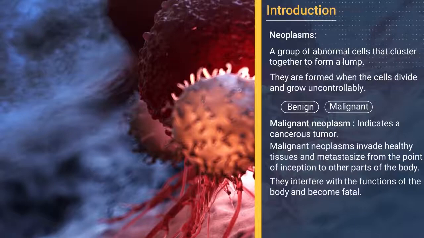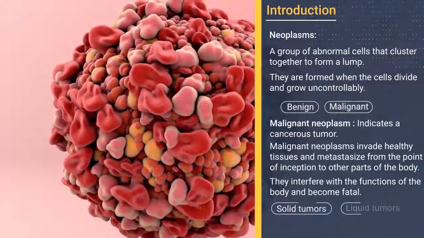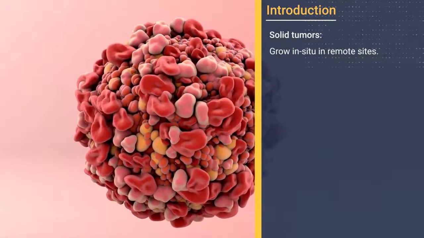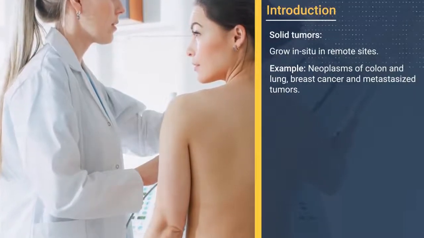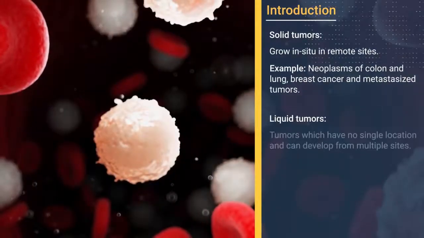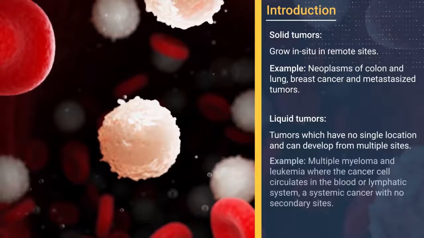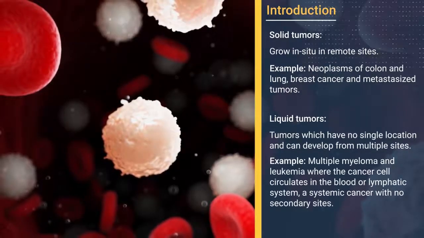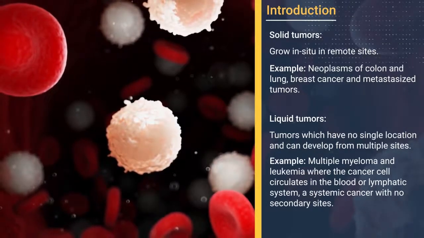For codification purpose, they can be divided into two broad categories of solid tumors and liquid tumors. Solid tumors grow in situ in remote sites, for example neoplasms of colon and lung, breast cancer and metastasized tumors. Liquid tumors, on the other hand, are the tumors which have no single location and can develop from multiple sites, for example in case of multiple myeloma and leukemia where the cancer cells circulate in the blood or lymphatic system, a systemic cancer with no secondary sites.